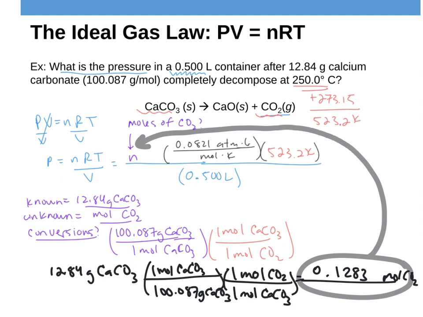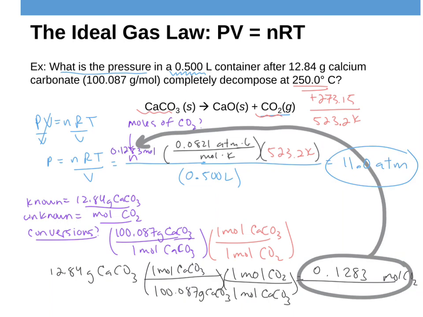Apparently this is 0.1283 moles. And if I plug that all in, enter it, it looks like I get 11.0 atmospheres. That's what the pressure should be in that container if 12.84 grams of calcium carbonate decompose, making carbon dioxide to fill that container. So that's how many atmospheres should be in there. So that's how we're approaching that, right?